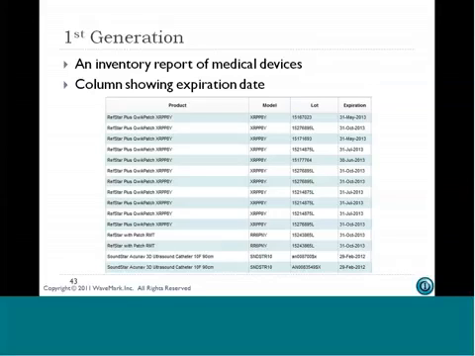We had an inventory report of our physician preference items. A report like this would be maybe 2,000 or 3,000 rows. We had a column that showed the expiration date, and the user could sort on expiration and decide what to do about products based on when they were going to expire.